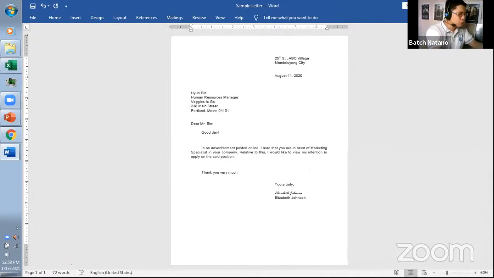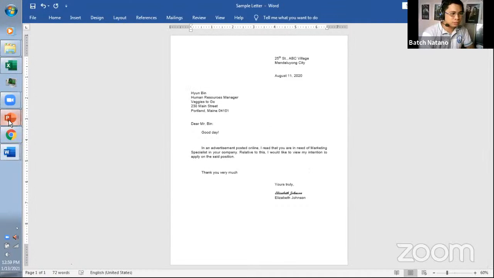It doesn't look good if, let's say, this is the part of the letter, and then the content of your letter only occupies the upper half of the page. As much as possible, you have this imaginary middle part of your letter, and try to extend the length of the letter lower than the imaginary half of the paper. That will make it look more properly framed. So that is again the proper spacing and the proper margin for your letter.